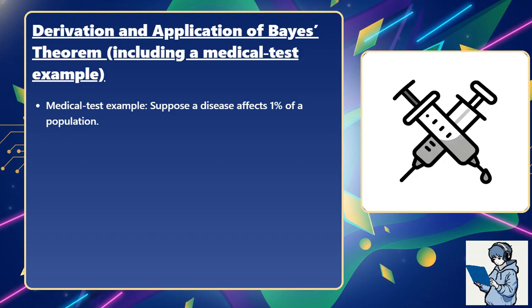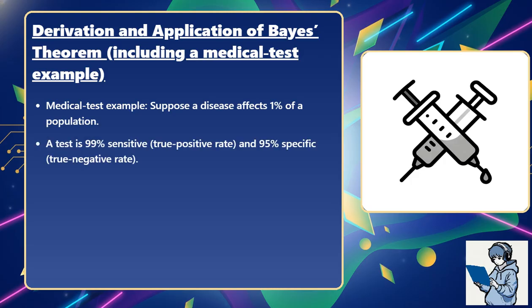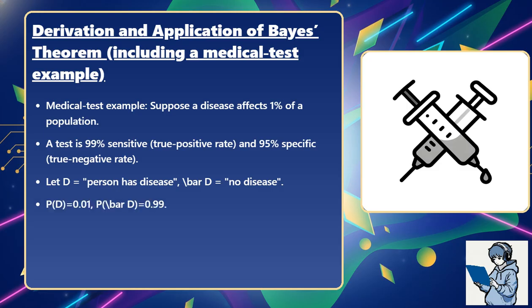Medical test example: suppose a disease affects 1% of a population. A test is 99% sensitive, true positive rate, and 95% specific, true negative rate. Let D equal person has disease and not D equal no disease. P(D) equals 0.01, P(not D) equals 0.99. P(positive given D) equals 0.99, P(positive given not D) equals 0.05, 5% false positive.